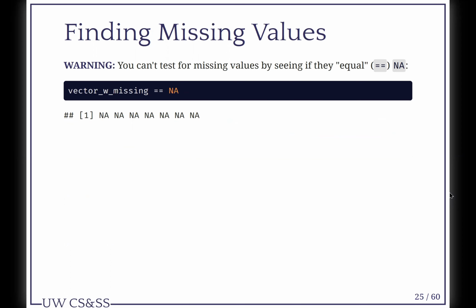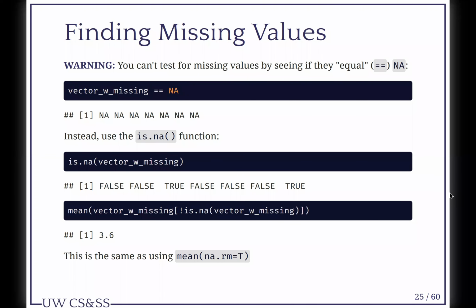Warning about finding missing values. You can't test for missing values by seeing if they're equal to NA. For instance, we could have a vector with missing equals NA, and it will just always throw back NAs when you try to do this because it's poisoned the well. Instead, use the is.na function. is.na will provide you with the logical vector telling you where NAs exist in your vector.